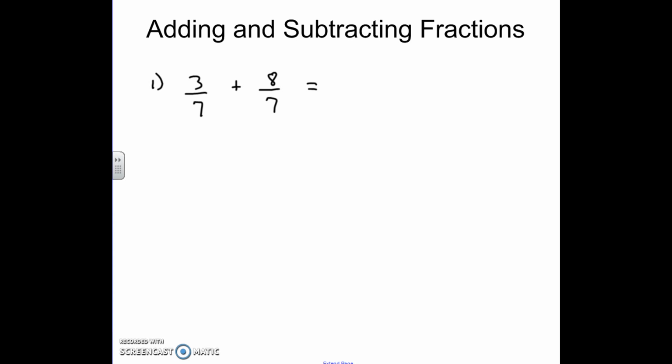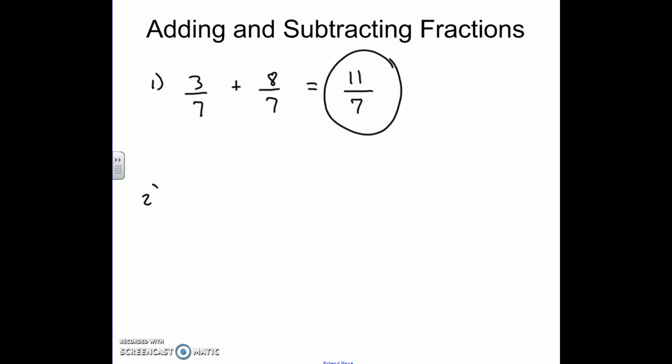So all you have to do is keep your denominator and just add the top numbers, the numerators, 3 plus 8, and you get 11. Our answer is going to be 11/7. It's okay to leave this answer as an improper fraction because we are in high school. We do not need to leave it as a mixed number.